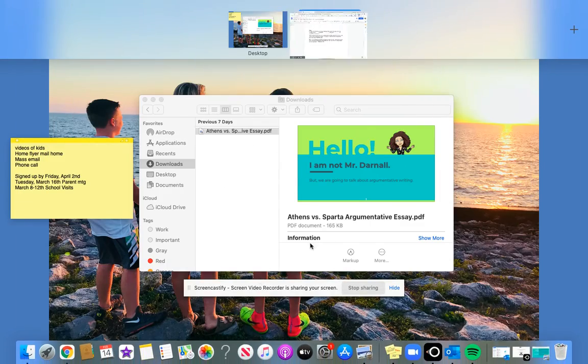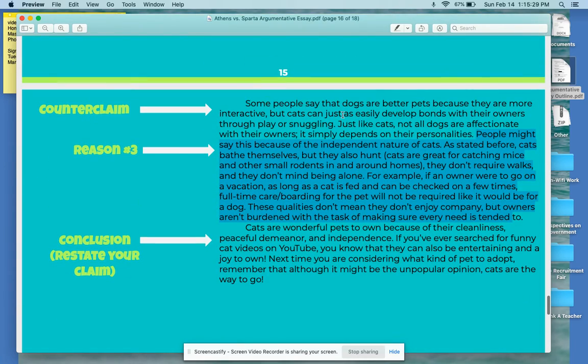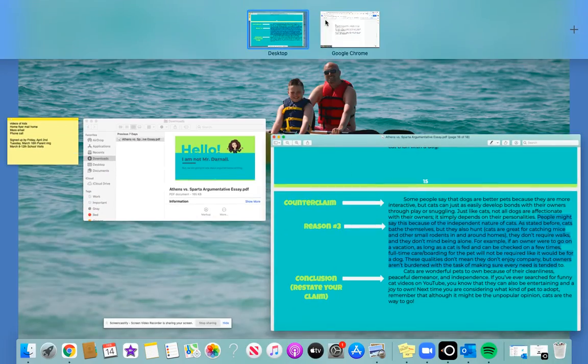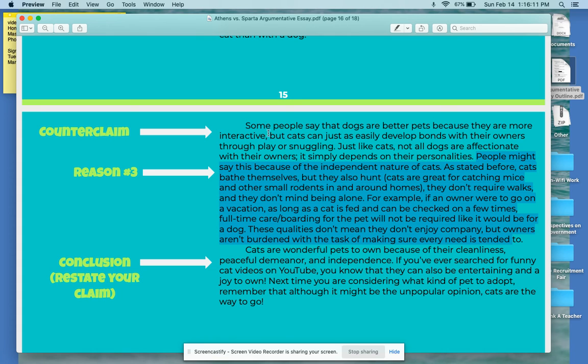So when I'm looking at my counterclaim, some people say, so I might go, and let's say I'm talking about Athens here. So I might say, some people say that Sparta is better because they treat their women better with more rights and have a stronger military. However, okay, so we're kind of then a however or a but type statement, okay?